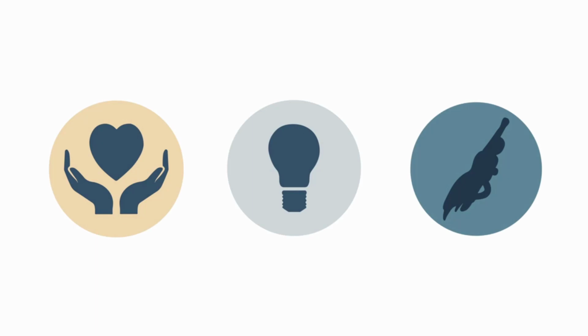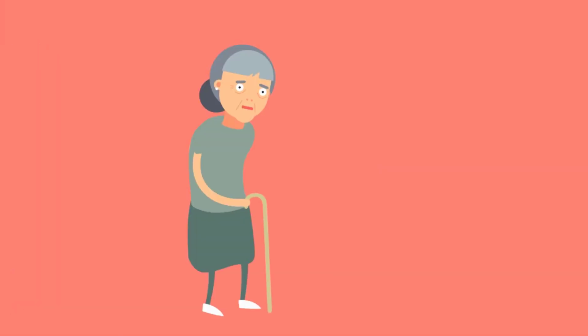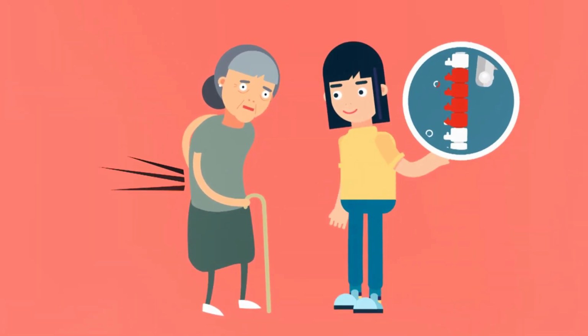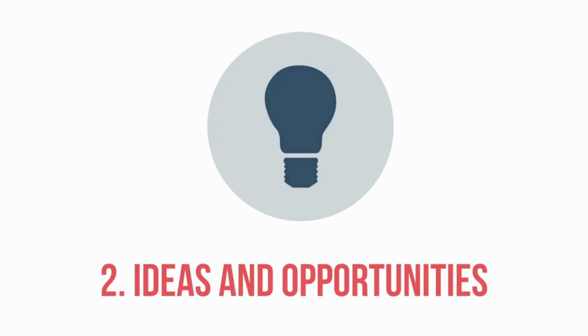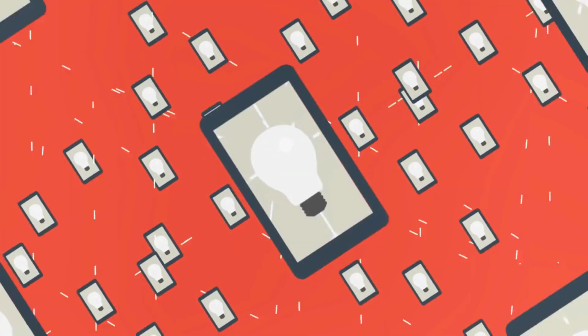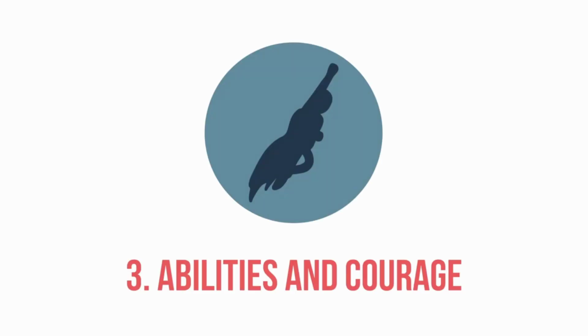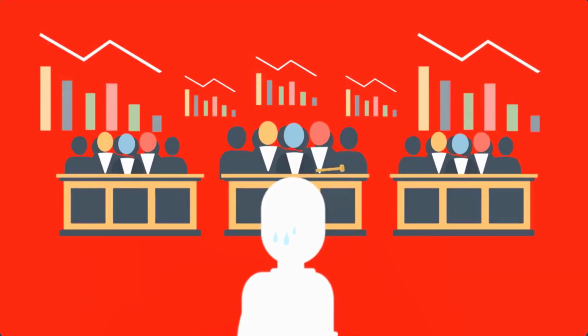We work with 3 entrepreneurial building blocks. The first building block is to create value for others. Through interaction with others, you gain an understanding of their needs, and based on these needs, create something of new value for them. The second building block is about ideas and opportunities, an iterative process involving idea generation, development and implementation so that new value is created for others. The third and last building block is about abilities and courage, the ability to identify, combine and use your own and others' resources. It's also about managing uncertainties and risks that often occur in entrepreneurial activities.